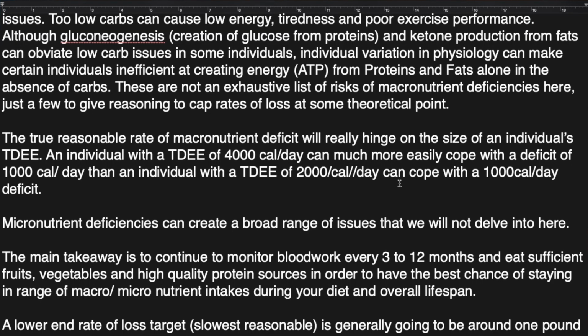The main takeaway is to continue to monitor your blood work every 3 to 12 months, eat sufficient fruits and vegetables, and high quality protein sources in order to have the best chance of staying in range of macronutrient and micronutrient intakes during your diet and your overall lifespan. Eating a well-balanced diet is something that you want to do for your whole life, regardless of whether you're in a calorie deficit or not.